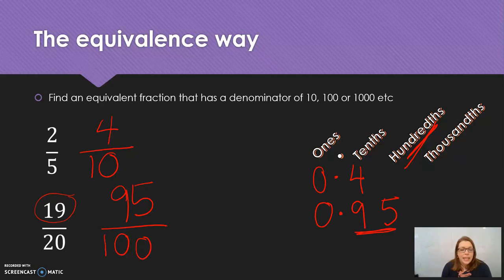Okay, that is how we can convert fractions to decimals using the equivalent form. So hopefully that makes sense.